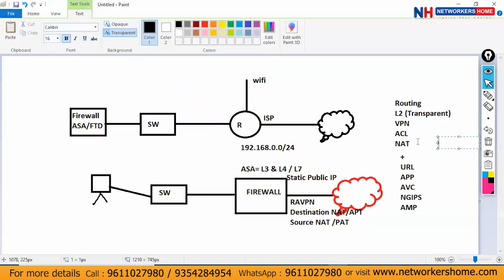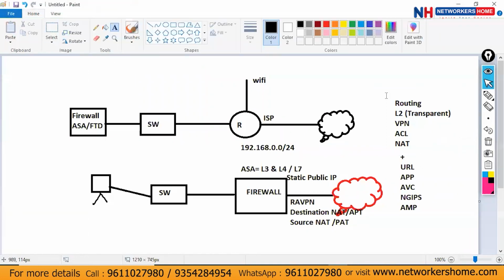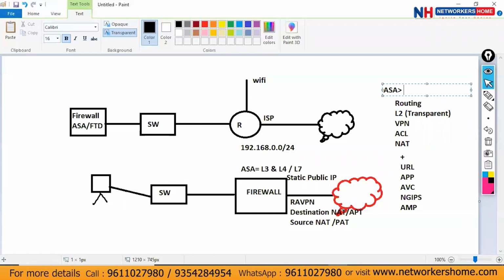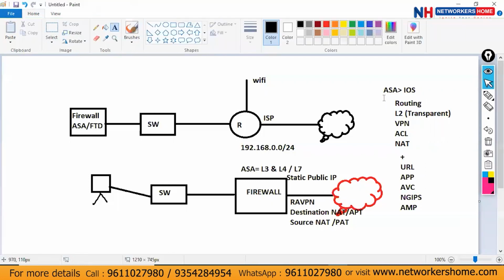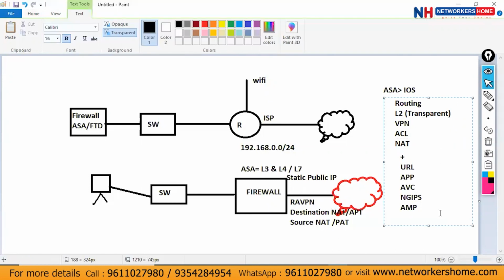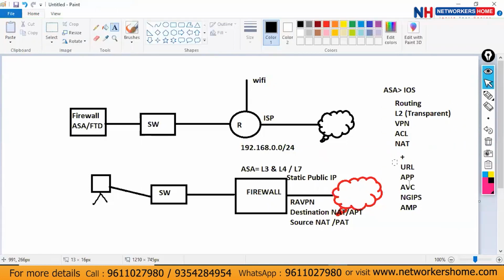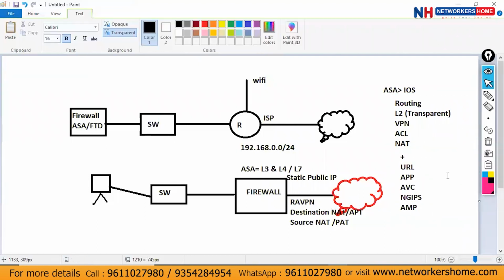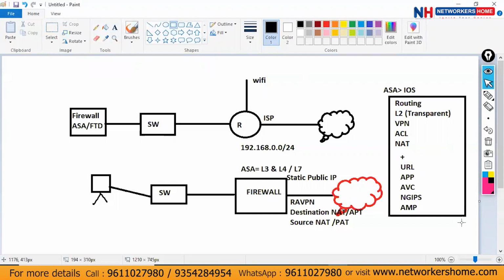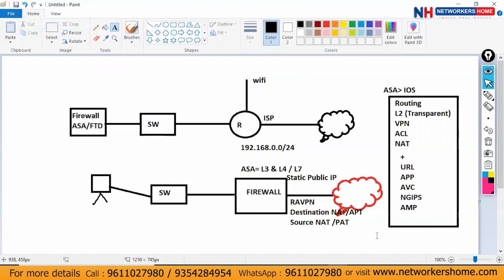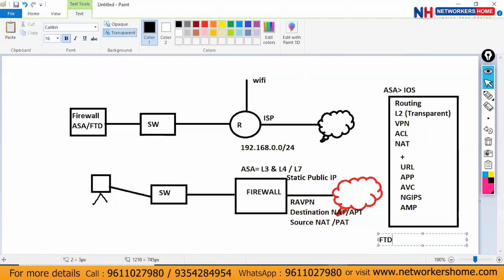So right now, if I talk about the IOS operating system, your ASA is having IOS operating system. That's basically a part of your system. Now, all these features included together, like all the ASA features and all these extra features, if I combine all of these features, then it becomes FTD. That's your next generation firewall, right?